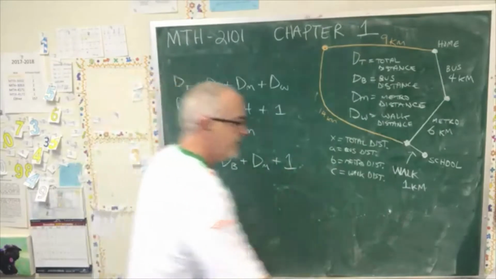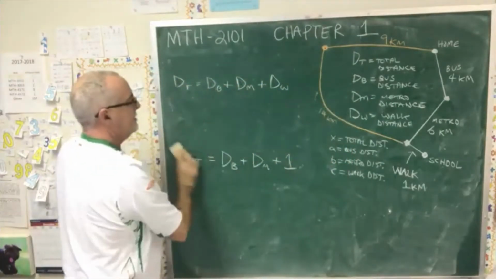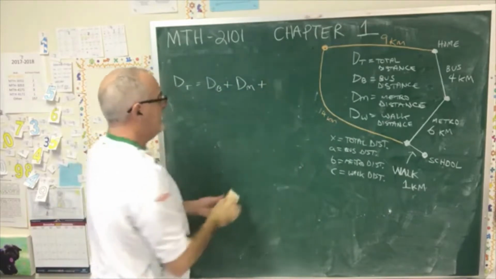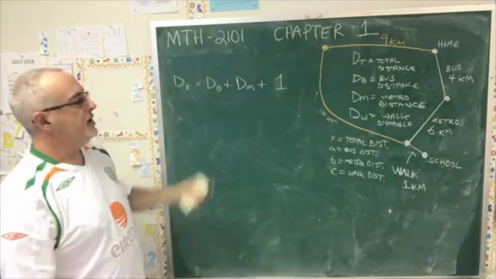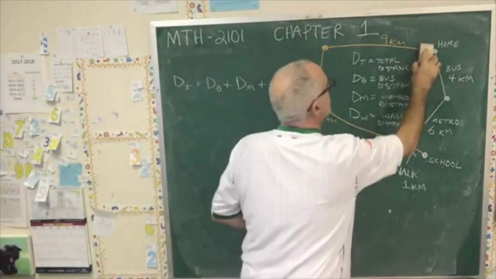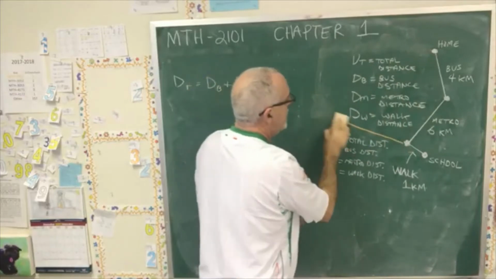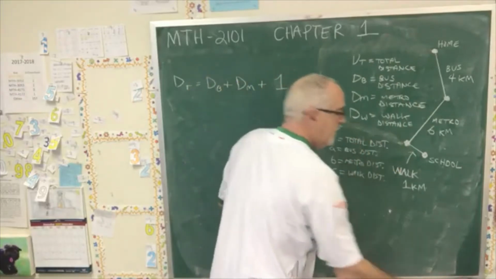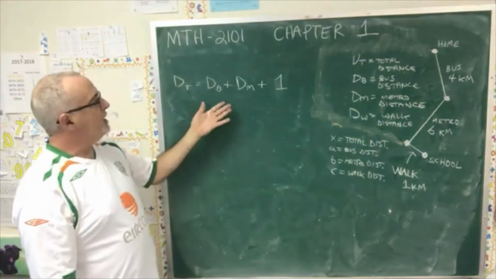Here's another scenario. We'll go back to the original one. But I'm going to keep my 1. I have my constant term in my equation now. I'm going to erase this alternate route, which looked like it was a bit of a waste of time anyway, and we'll go back to our original way of getting to school: bus 4 kilometers, metro 6 kilometers, walk 1 kilometer.